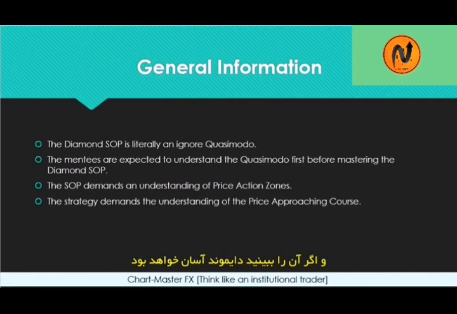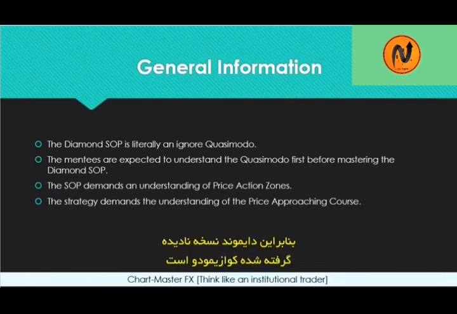Once you master one or two things, you are going to make your life easy, because the diamond setup is not going to be that complicated, since this is the ignored version of the Quasimodo, as you are going to see as we discuss. So the mentees are expected to understand the Quasimodo first before mastering the Diamond SOP.